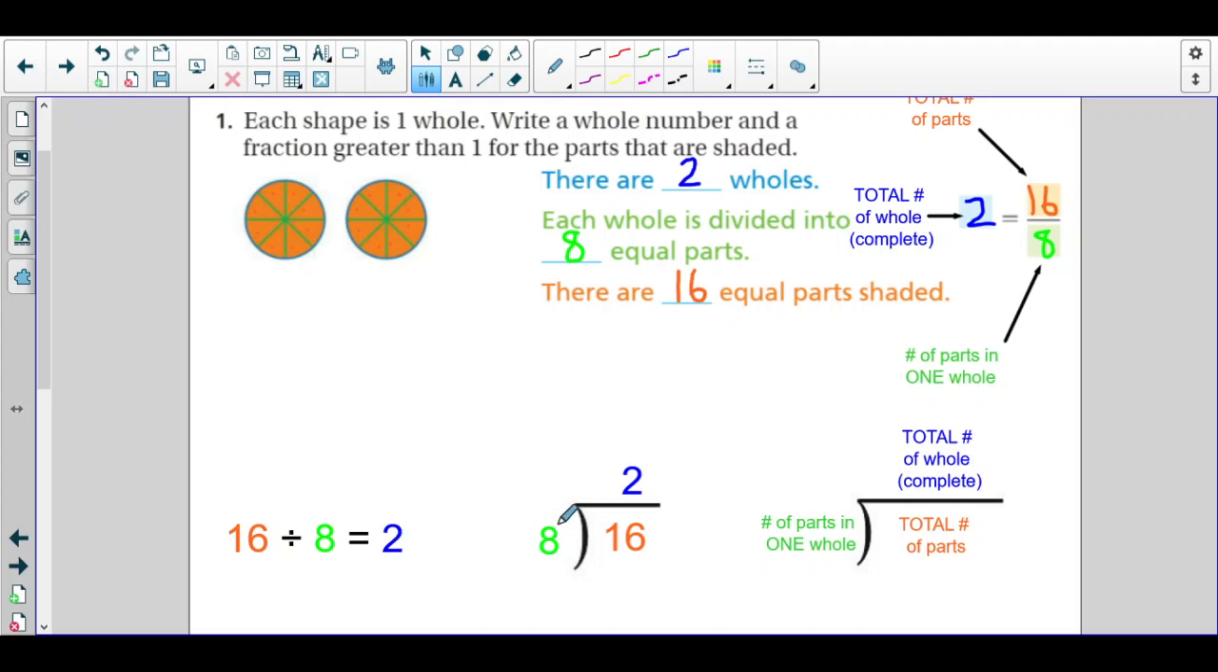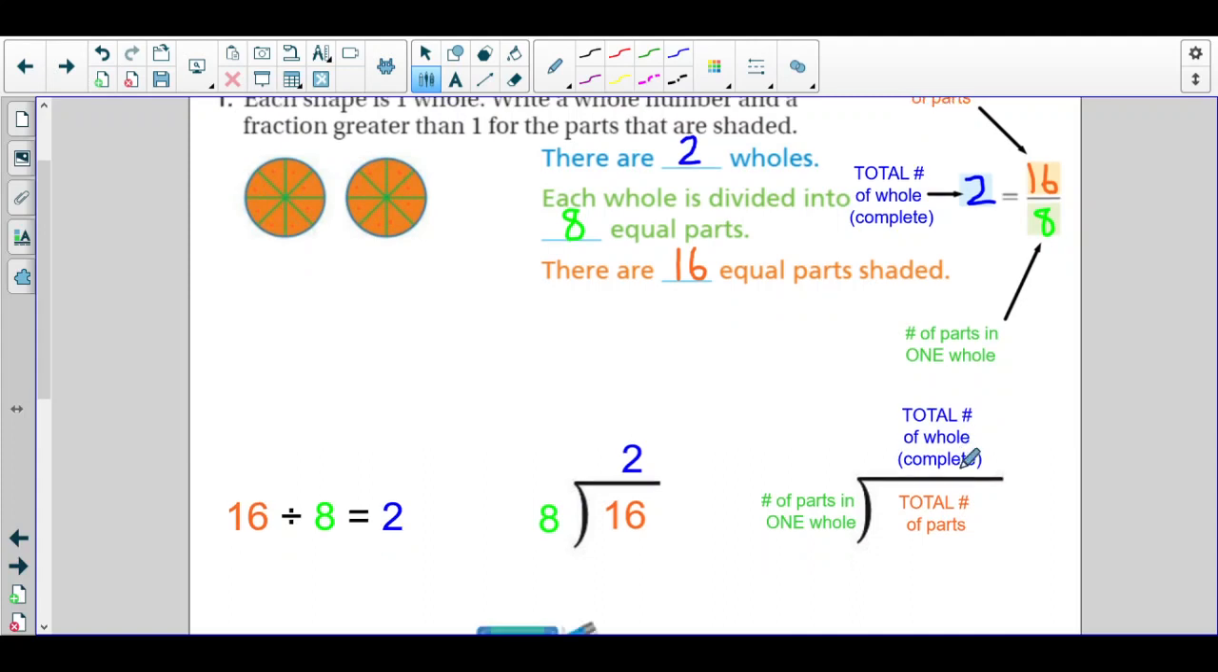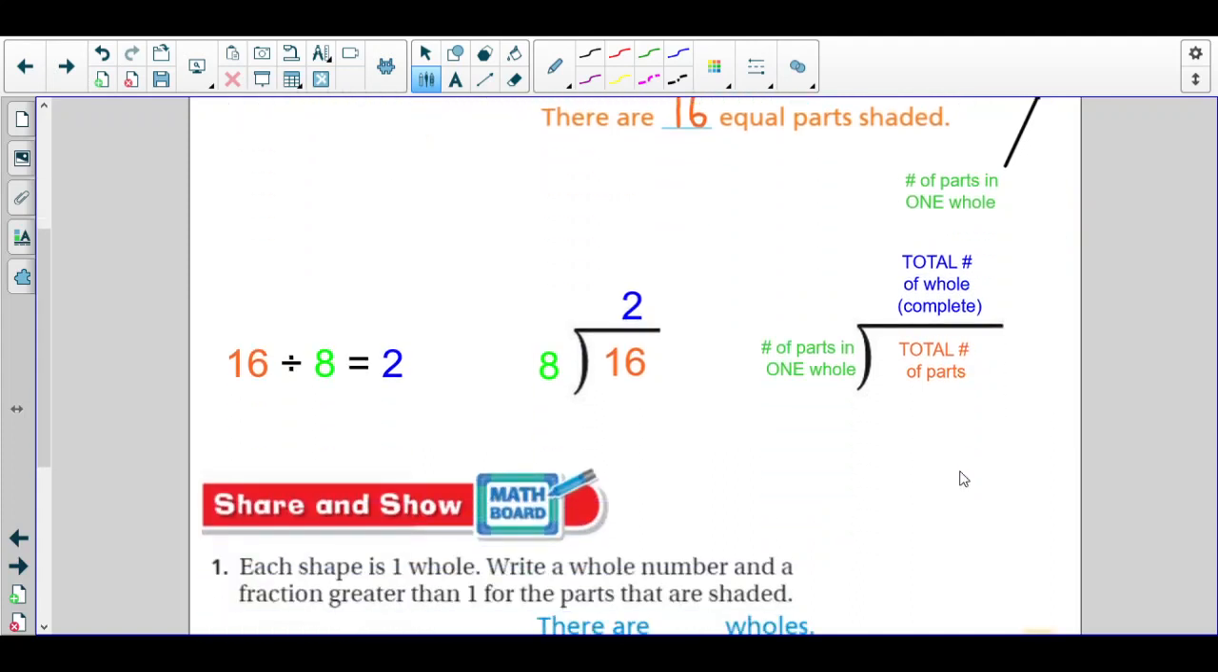All right. Or, looking at the color code here, we have 16. That goes on the inside here. That's the dividend. Divided by 8. Right, that's what each part had. That's the divisor. Equals 2, and that is the quotient. Or looking at it this way, we're going to take the total number of parts divided by the number of parts in one whole to find out how many total whole complete pieces that we have. Okay?